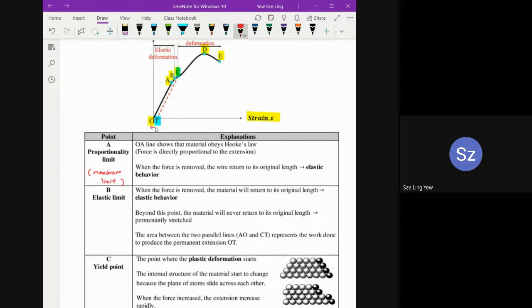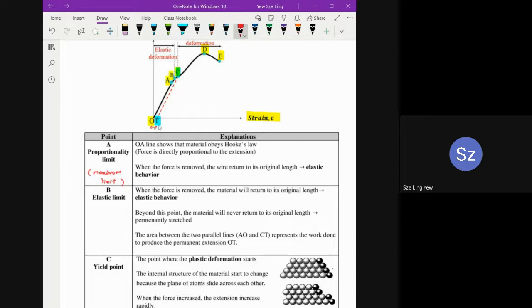What is the work done needed to stretch the object by this much, from O to T? This is the difference between the initial and the final length. Initially the object will go back to O, but if you stretch the object beyond point B, then the object will be permanently stretched. It depends on how much is being stretched. Point T is where you end up after you release the object. So beyond point B, when you reach point C and then release the object, it won't go back to length O anymore.